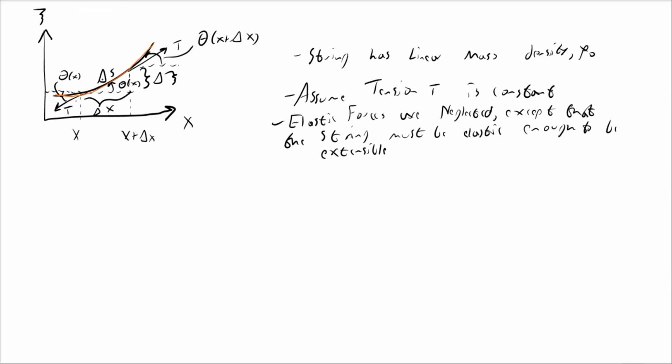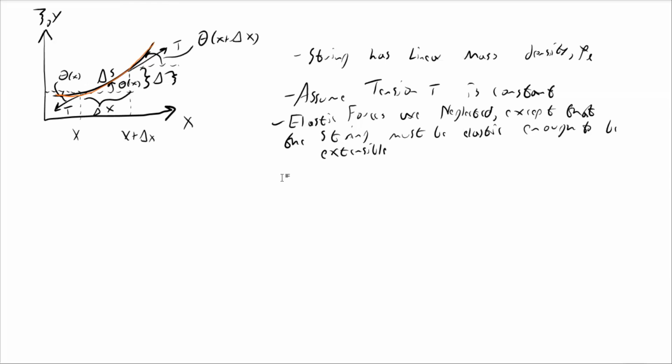We have two tensile forces at the edge of our differential string element, delta S, which has components delta X in the X direction and delta C in the C direction, or the Y direction. And of course, we assume that the tensile forces are acting tangent to the differential element at positions X and X plus delta X.